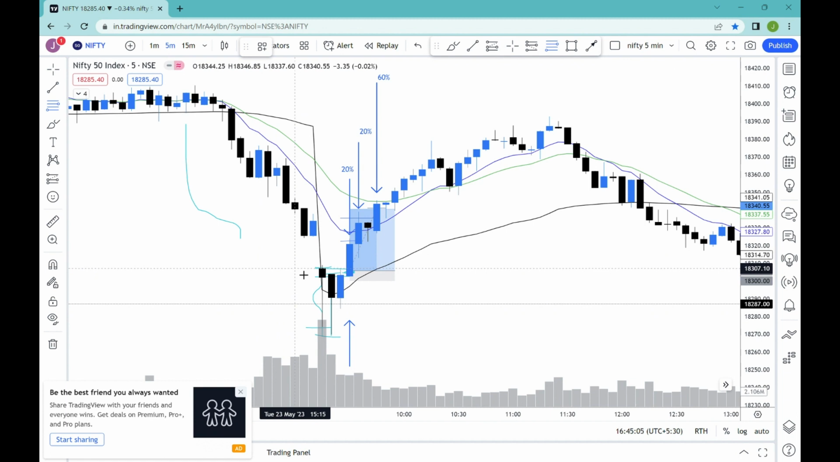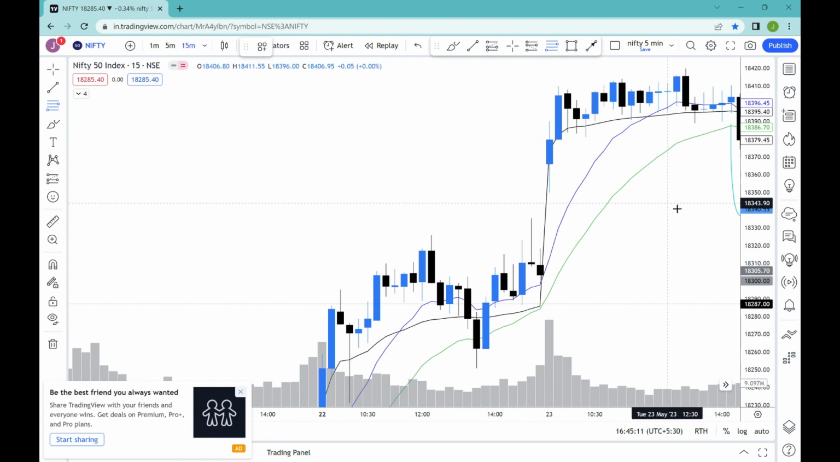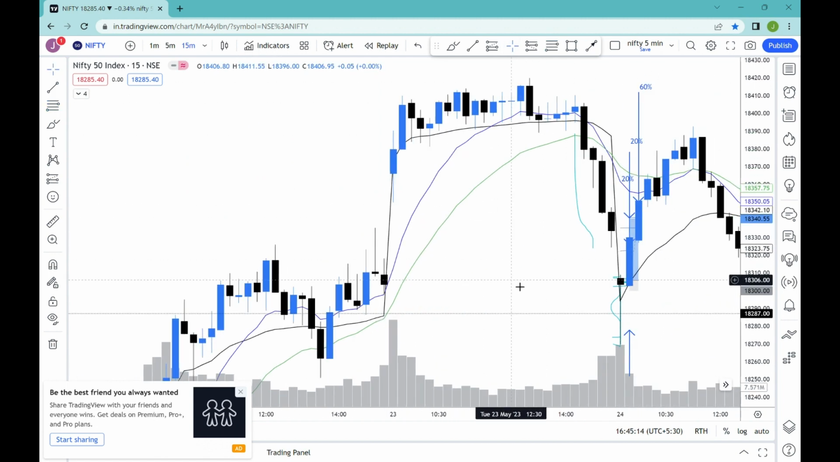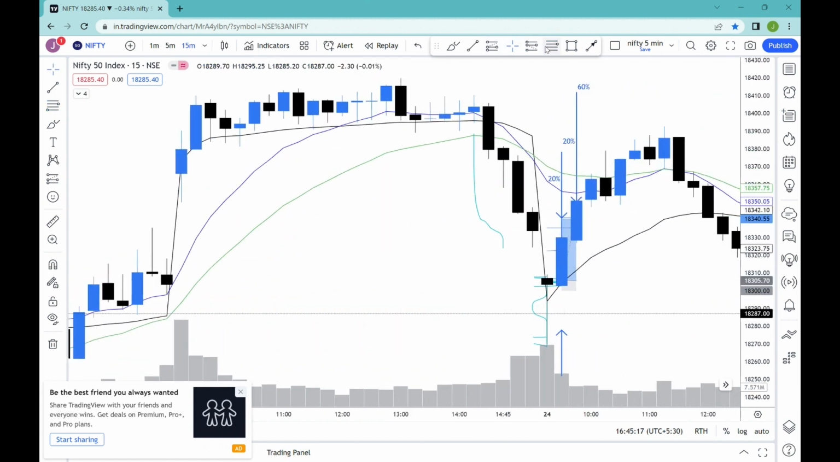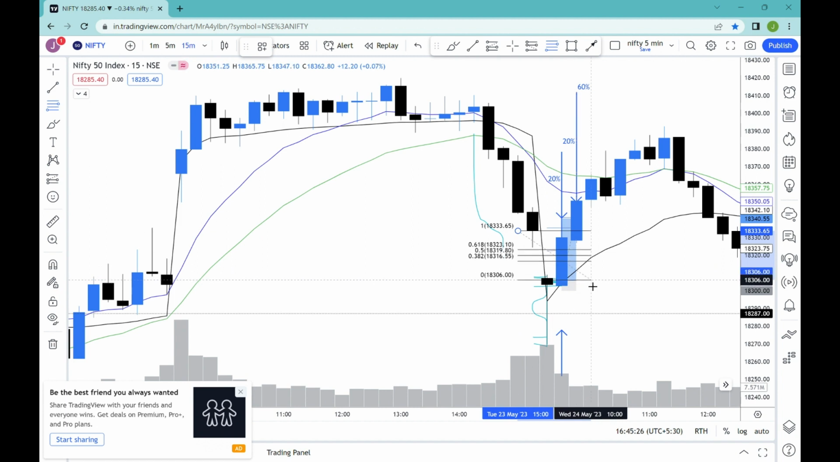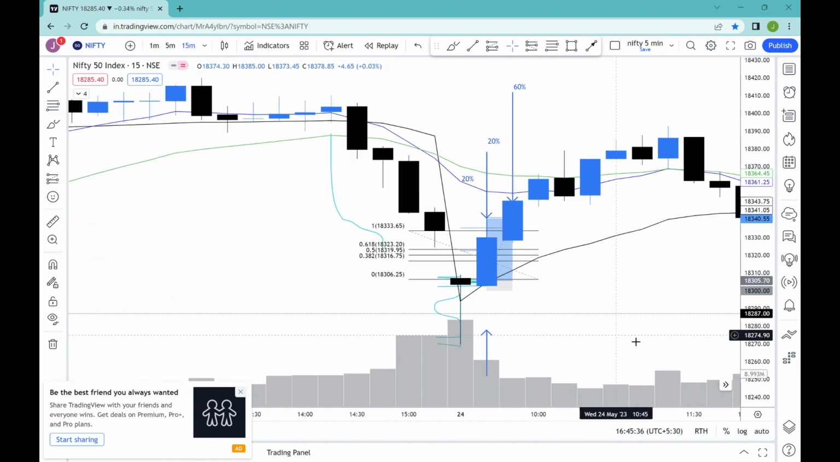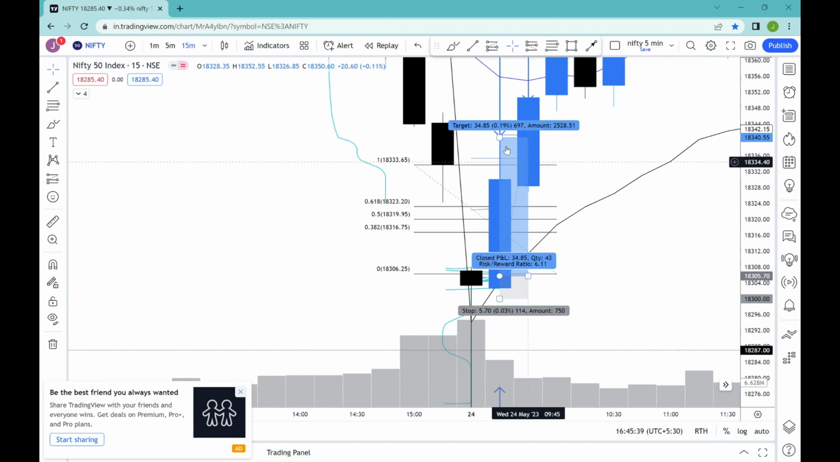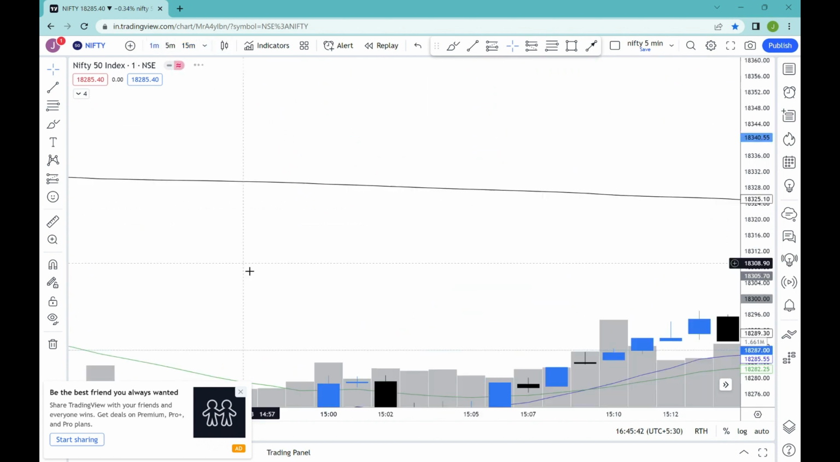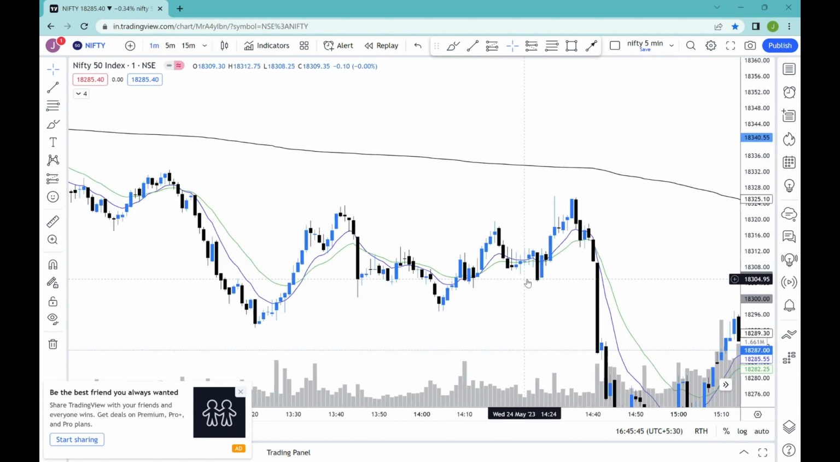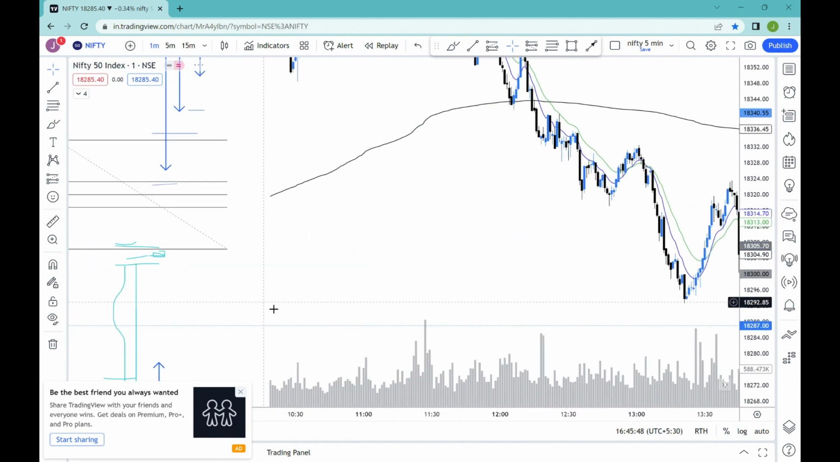Here, what I consider as a gap is, in 15 minutes, just mark the closing price of yesterday and the opening price, whichever one is upper. Okay, so here this was the gap. So why did I exit at target one? Because 50% of the gap was filled at 9:33.